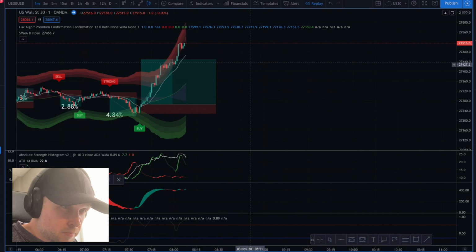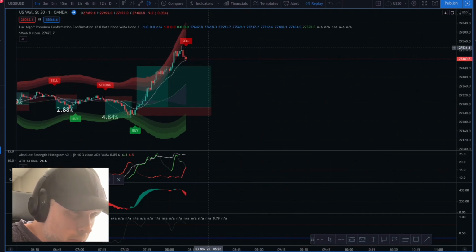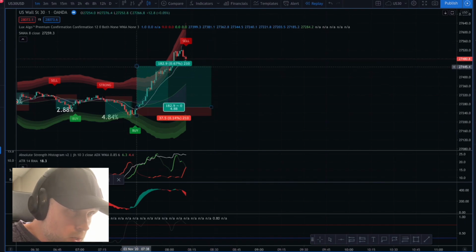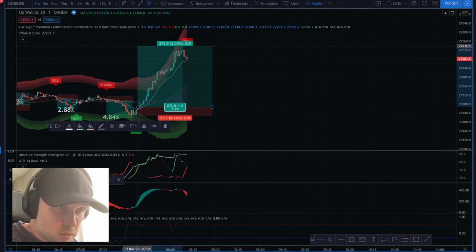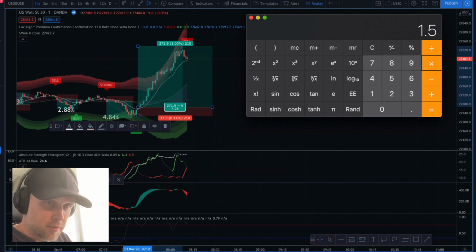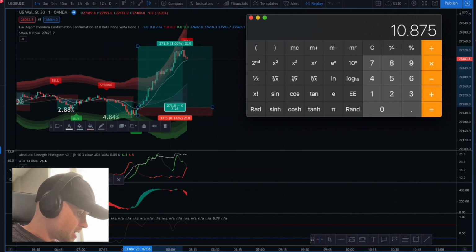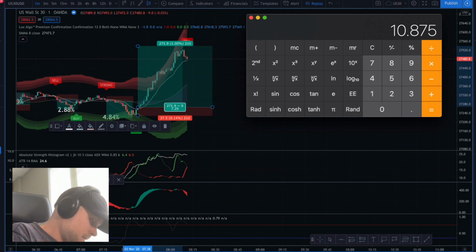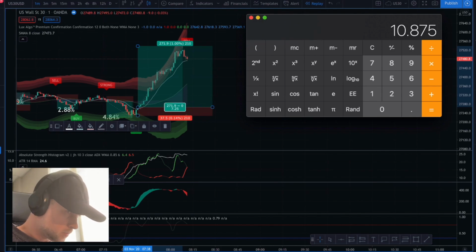Oh, look at that. Okay, that might be where we peak out with 37. Yeah, so there's where we would have traded up to, right up to there. So that's a 7.25. So 7.25 times 1.5%. That's a 10.87% trade. How beautiful is that?